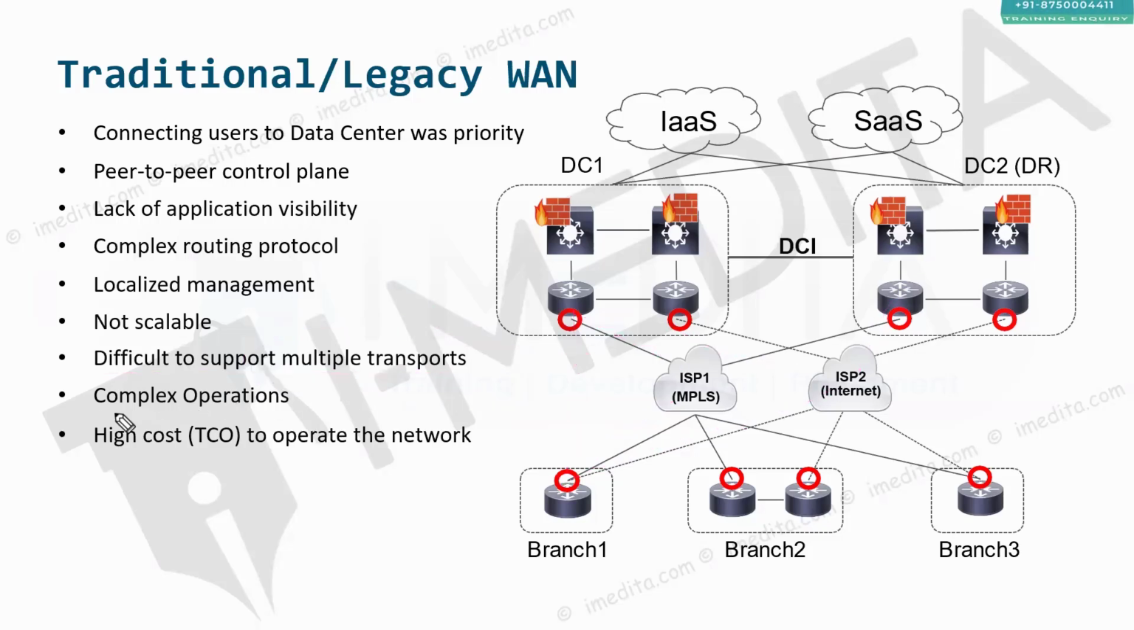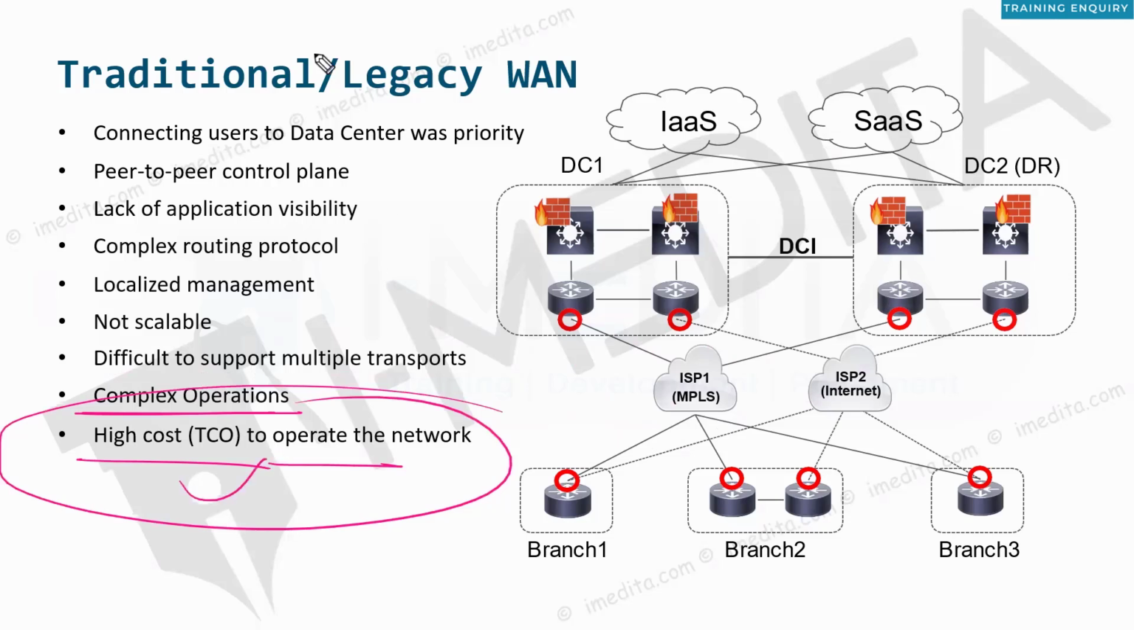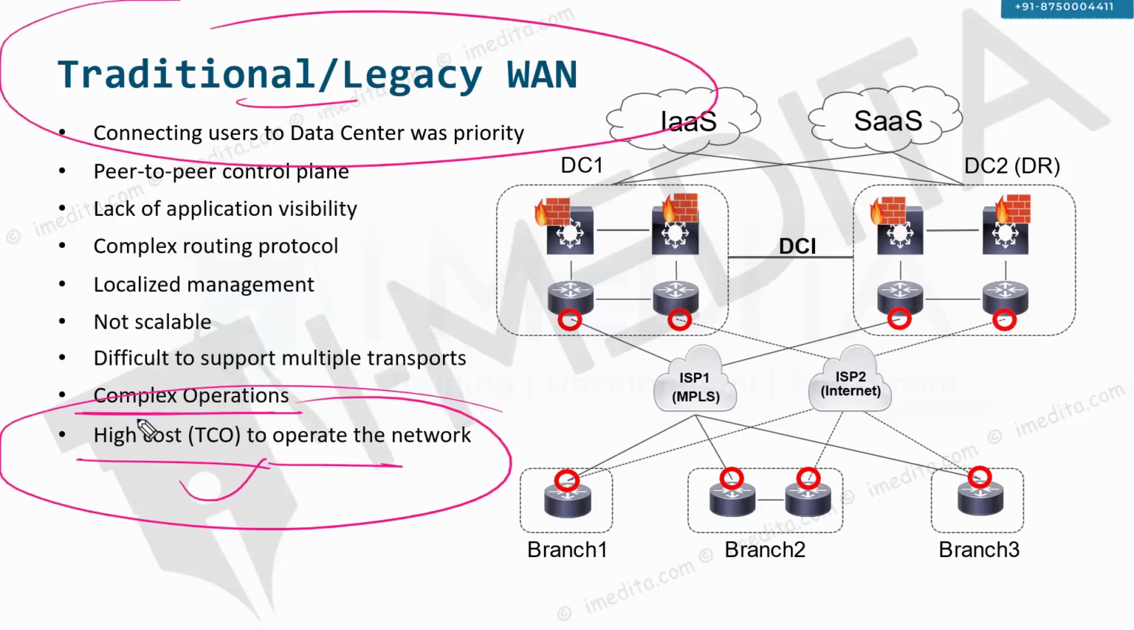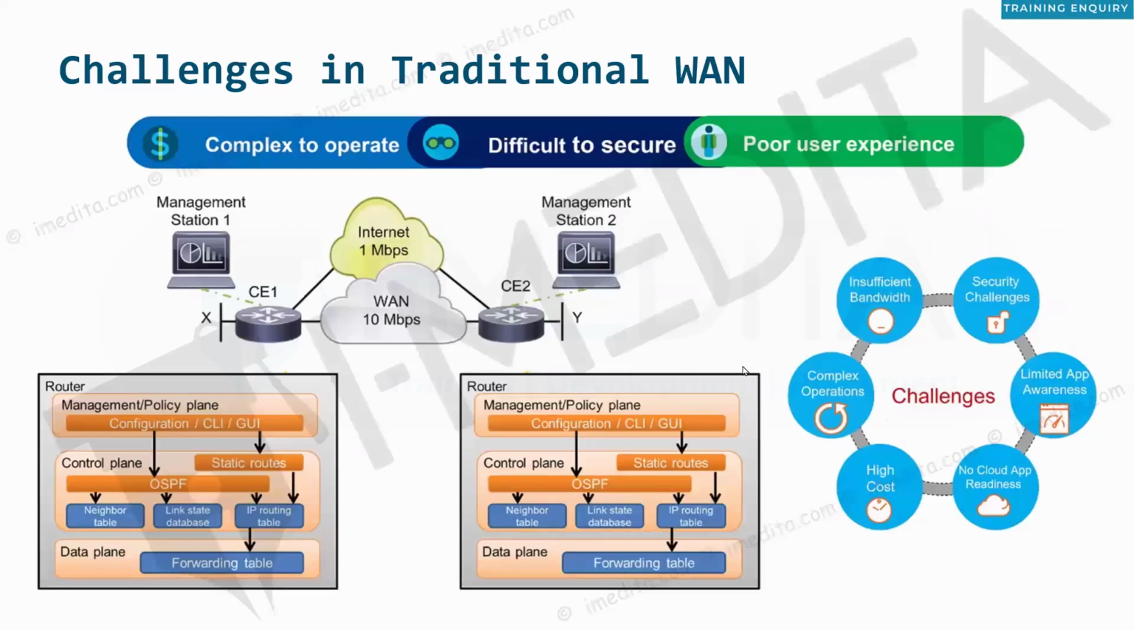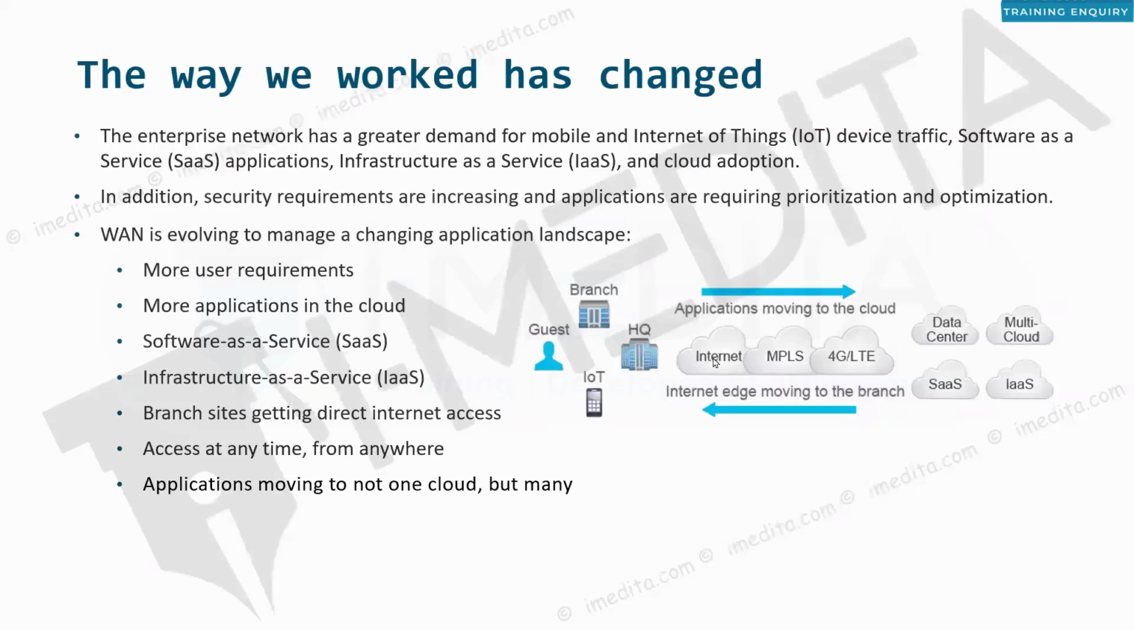Basically, overall WAN operation is complicated and complex, and the total cost to operate the overall legacy WAN is going to be very high. Apart from these general challenges, we also have a few more challenges that we will talk about, and then we will see what has changed.